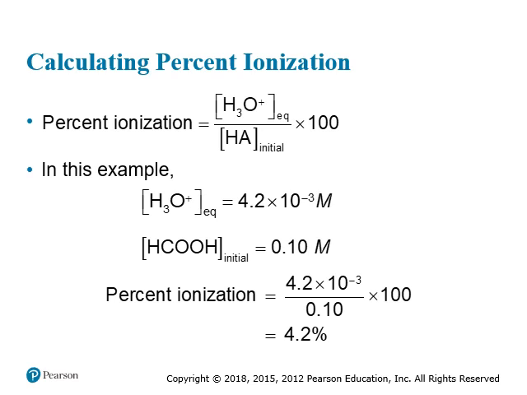For this particular example, we found that our equilibrium concentration of hydronium was 4.2 times 10 to the minus 3. We know that our formic acid concentration was 0.10 molar. Doing this calculation shows that 4.2% of the formic acid actually dissociated in order to form our hydronium ion.